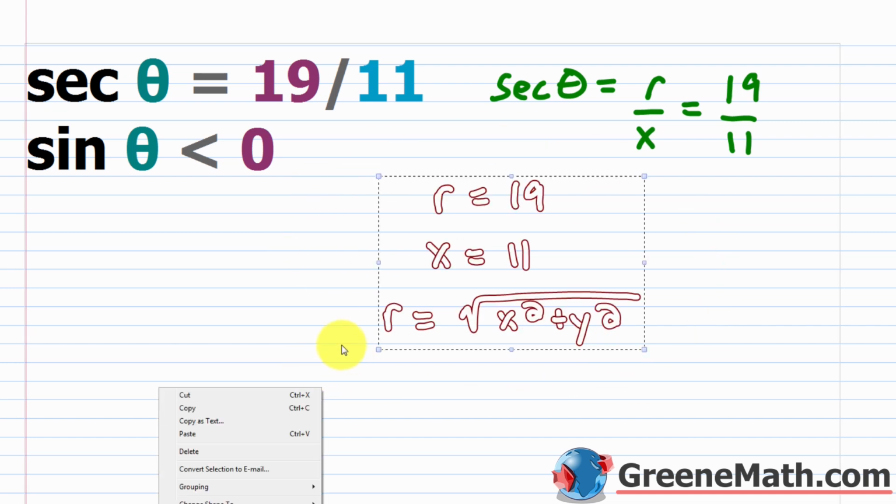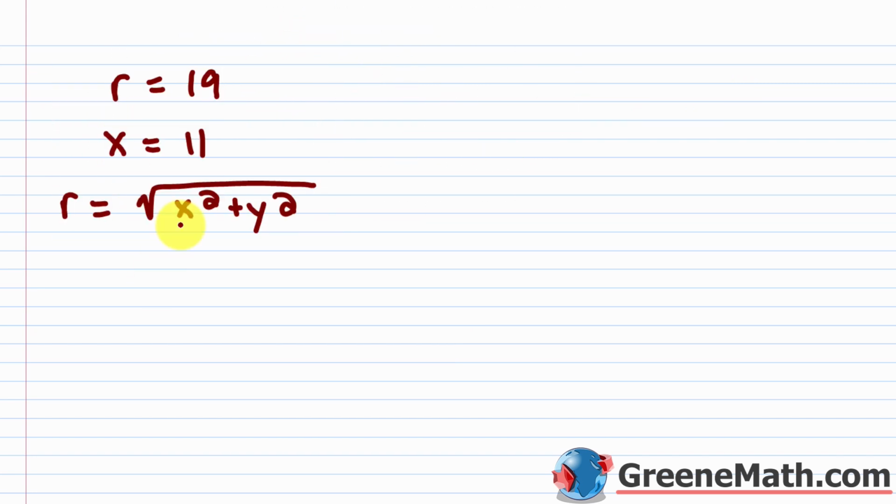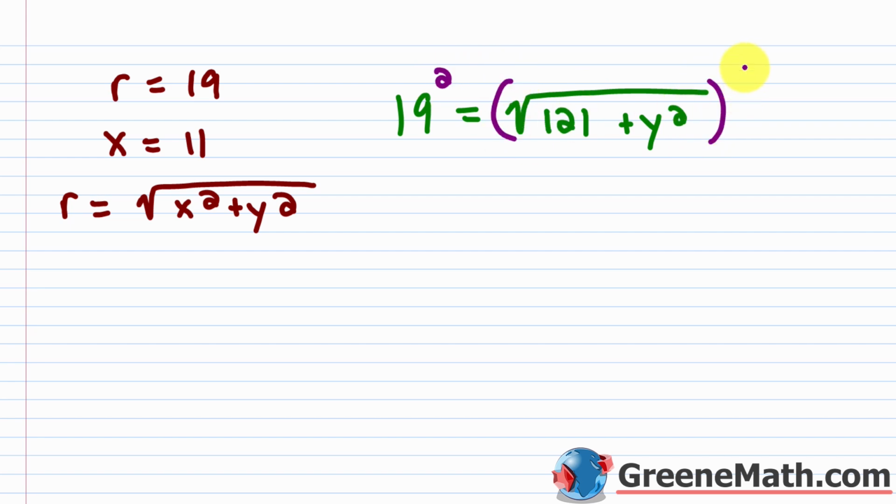So let's work on this really quickly. We'll come back up to this in a moment. Let's just paste this in here so we have a lot of room to work. We know that x is 11. 11 squared would be 121. And I know that r is 19. So I can replace this and say that I have 19 is equal to the square root of 121 plus y squared. If I want to get y by itself, I first have to clear this radical. To do that, I'm going to square both sides.